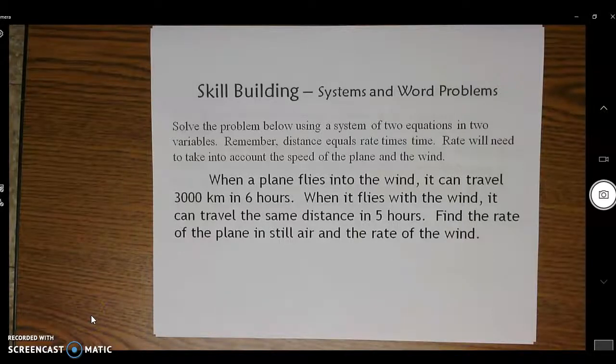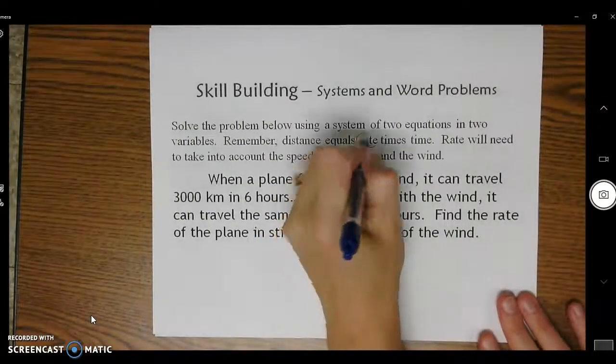Okay, today's skill building is word problems with systems of equations. We're supposed to solve the problem below using a system of equations in two variables. It says, recall that distance equals rate times time. Rate will need to take into account the speed of the plane and the wind. So it's giving us a little hint about rate.